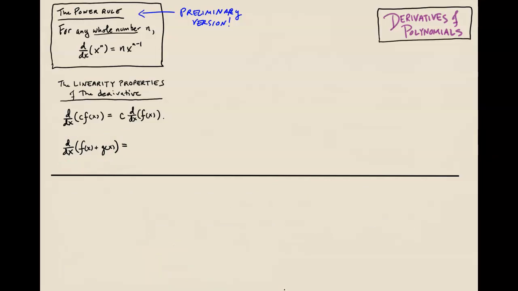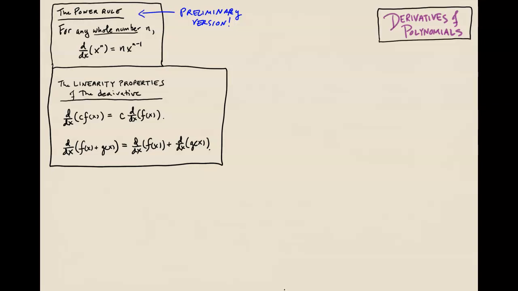This property is just as easy to come up with as this one, and the result is exactly what you might hope it is. The derivative of a sum of functions turns out to be the sum of the two functions' derivatives. The proof of this second linearity property is just as easy as the proof of the first one, so I will leave it for you. Try proving it on your own, and then compare your work with the proof that I give in the textbook.